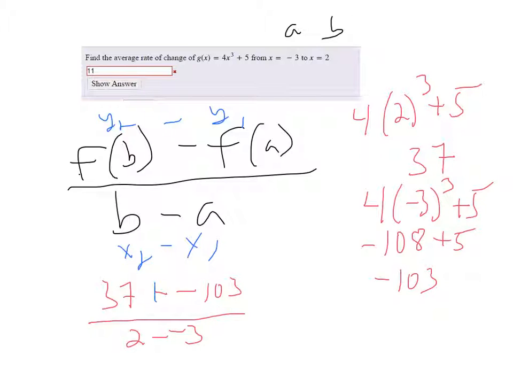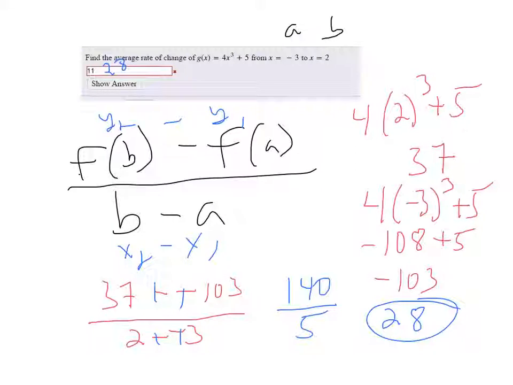So I've got to change some signs here. That's going to give me 140 over 5. 140 over 5, and what is that? Let's see, is it 28? So I believe the average rate of change is 28 for that question.